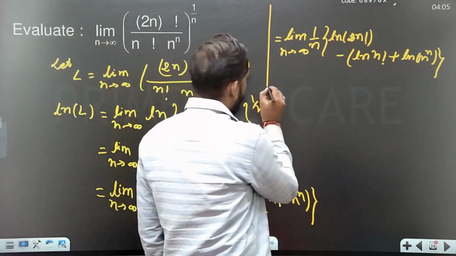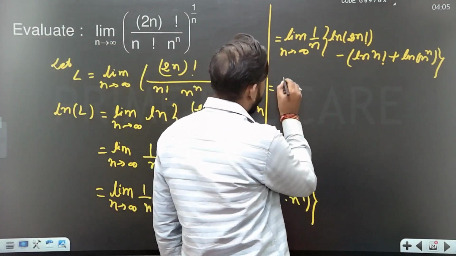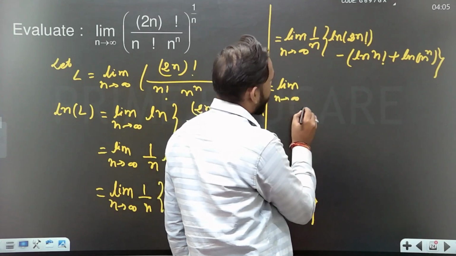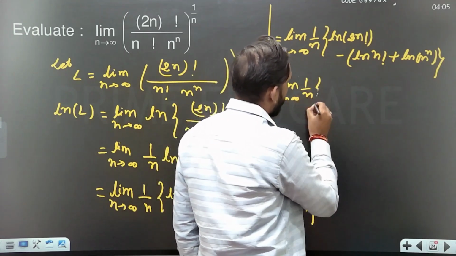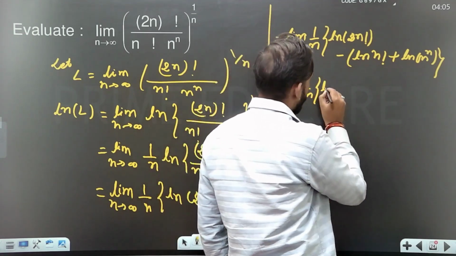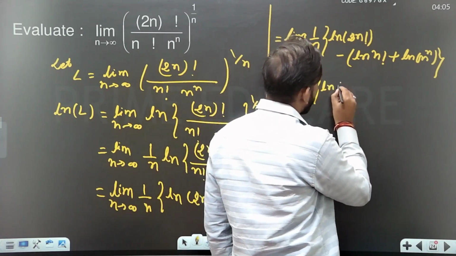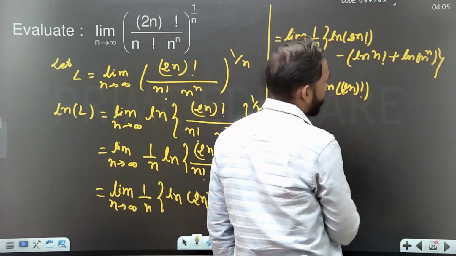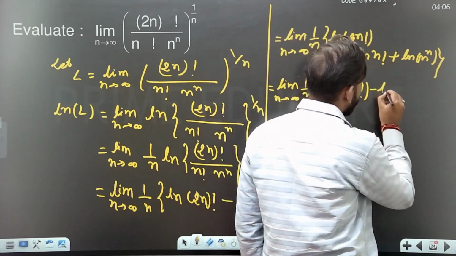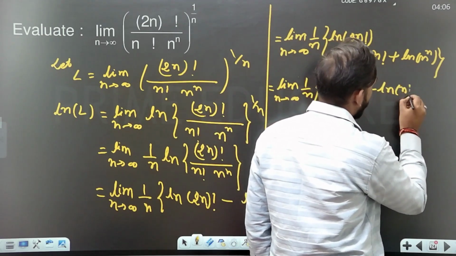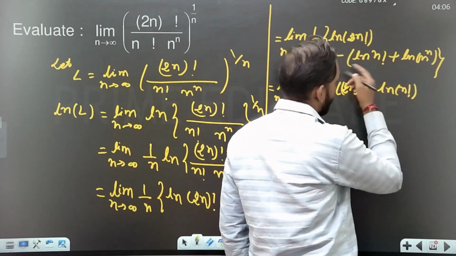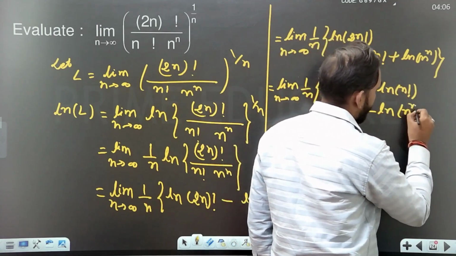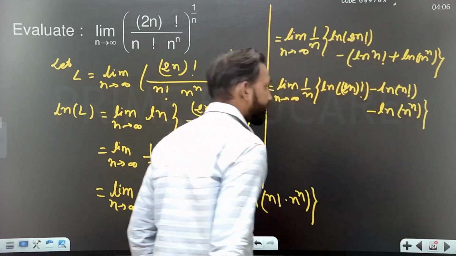Now we want to calculate this thing: limit n tends to infinity 1 over n of ln of factorial 2n minus ln factorial n, and minus plus will be minus ln n to the power n. All right.